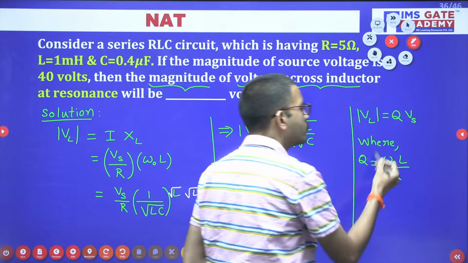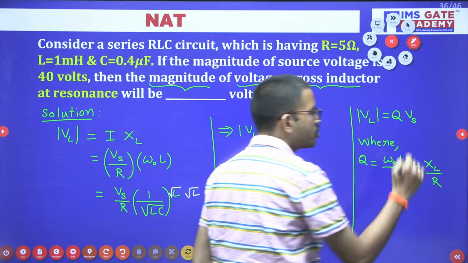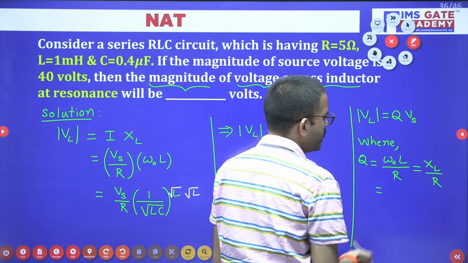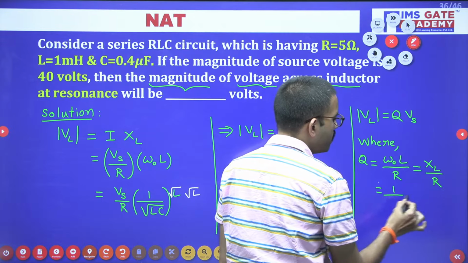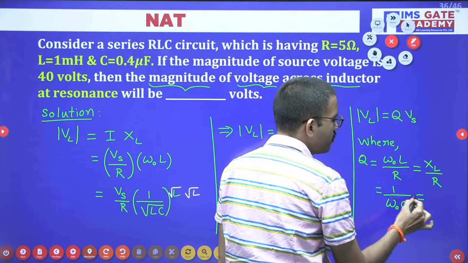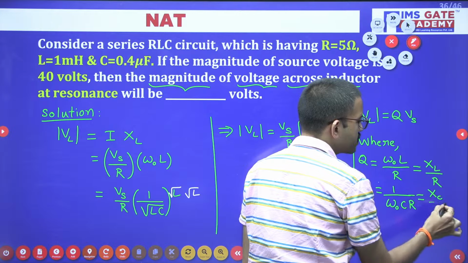Okay, so for the timing, if you want omega naught L, you can represent it as XL. That is the reactive component of inductance. Similarly, you can write this one as 1 by omega naught CR, where 1 by omega naught C is nothing but the reactive component of the capacitor, that is XC divided by R.